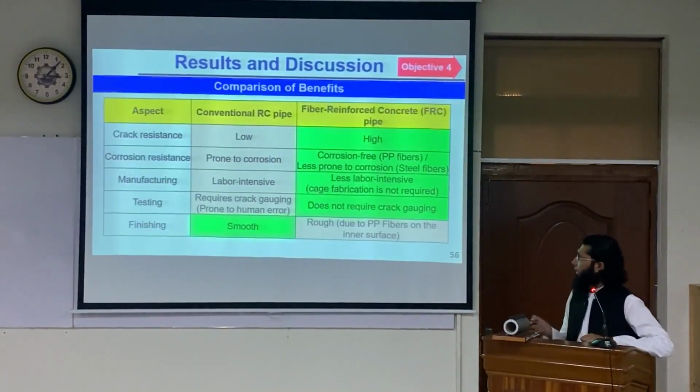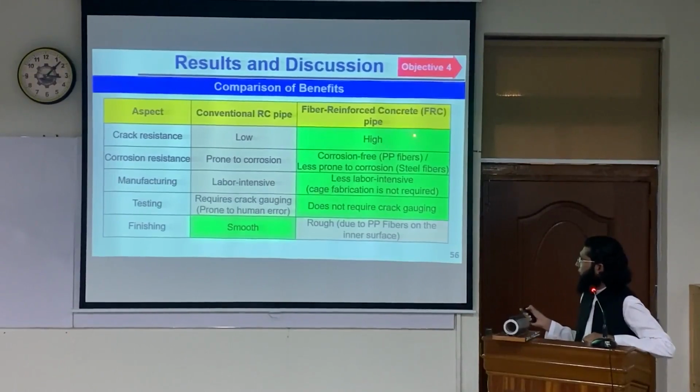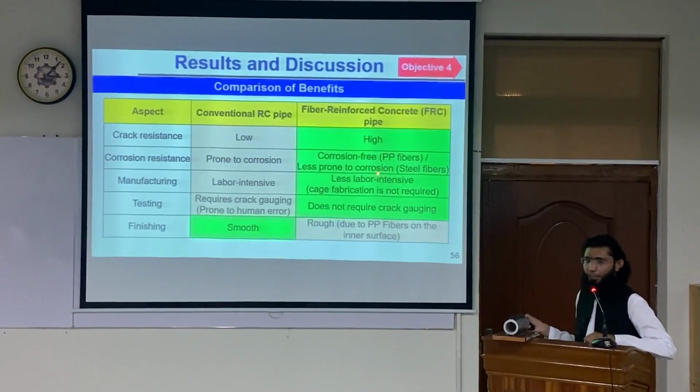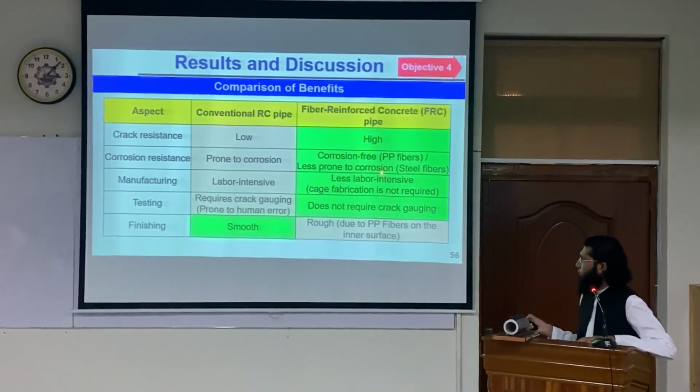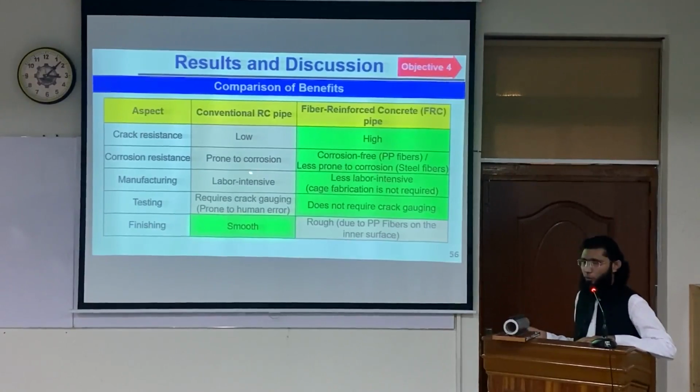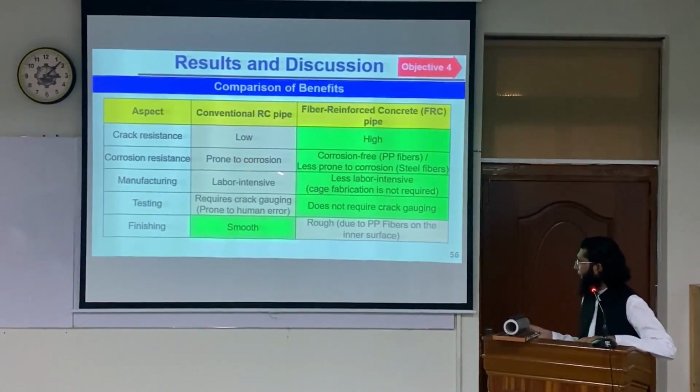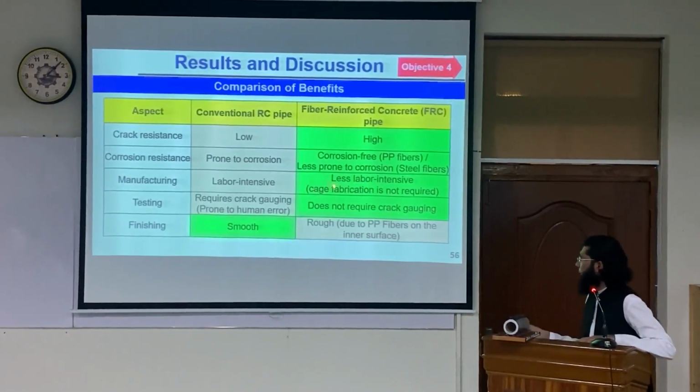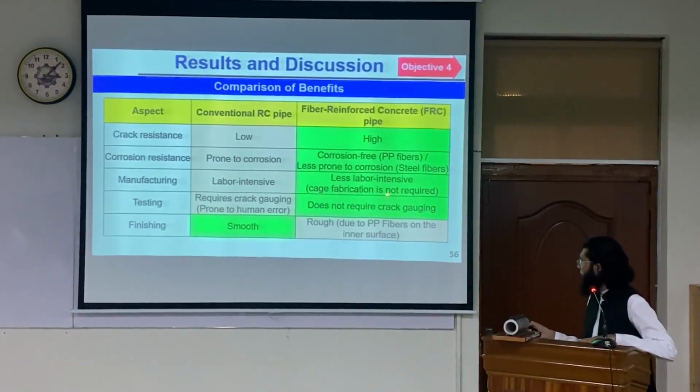Quick comparison of the benefits: crack resistance is higher for the FRC pipe, corrosion resistance is higher for the FRC pipe. If PP fiber is corrosion free, if it is hybrid PP and steel fiber, still the corrosion potential is lower for the fibers as compared to a continuous steel cage. Manufacturing is less labor intensive for the FRC pipes because cage fabrication is eliminated.